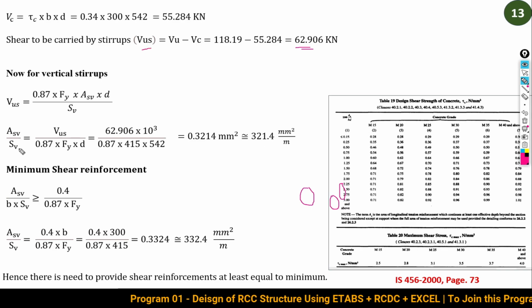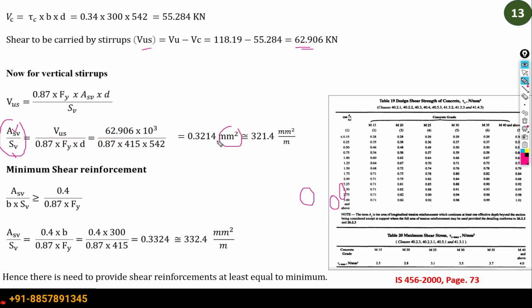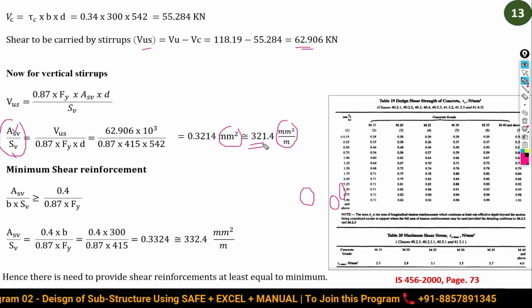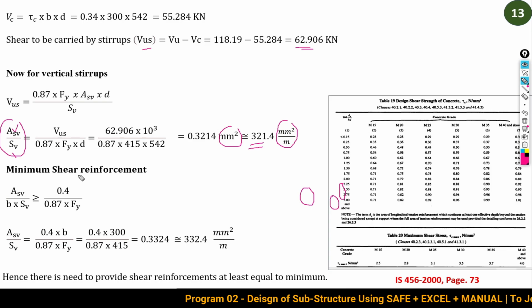After doing the calculation, remember ASV by SV, area divided by spacing, we are getting this 321. This much is the area. I am going to multiply it with 1 meter span. So it is coming out to be 321.4 mm square per meter. This much area of reinforcement as shear we need to provide. Now the minimum shear reinforcement, this is the demand.